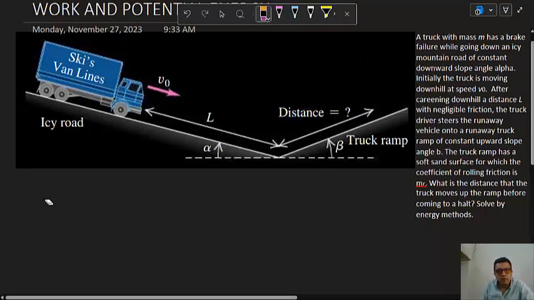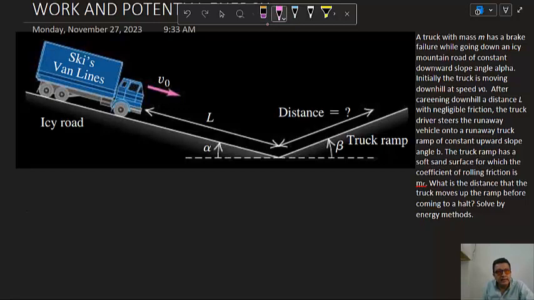Now we must set the energy equation: kinetic energy 1 plus potential energy 1 plus another work equals the second stage kinetic energy 2 plus potential energy 2. Internal energy is another thing.